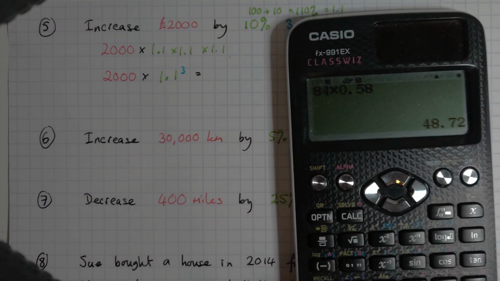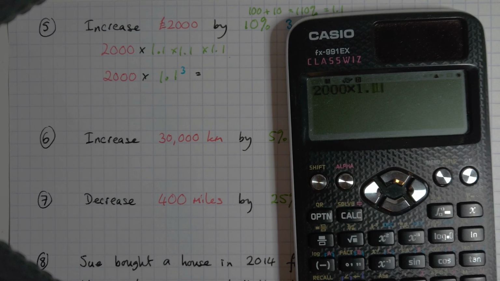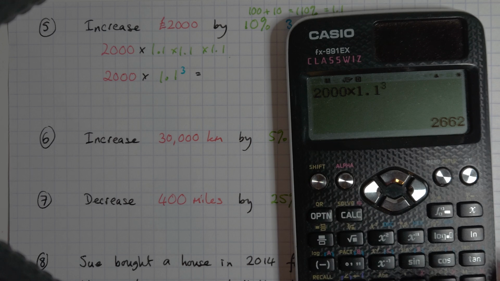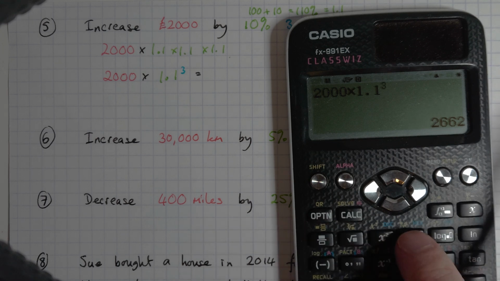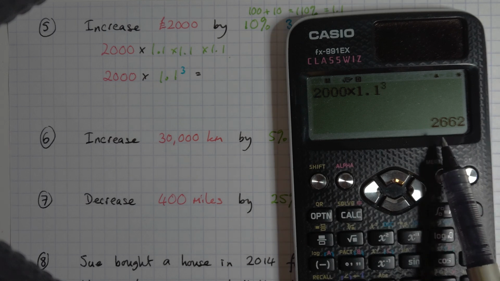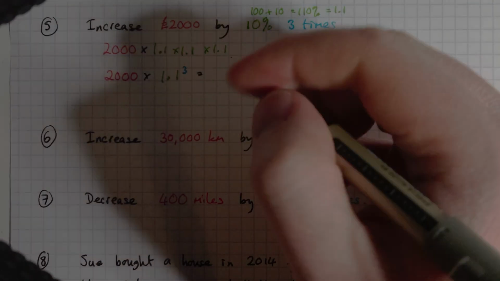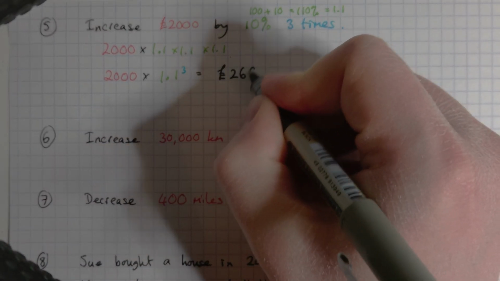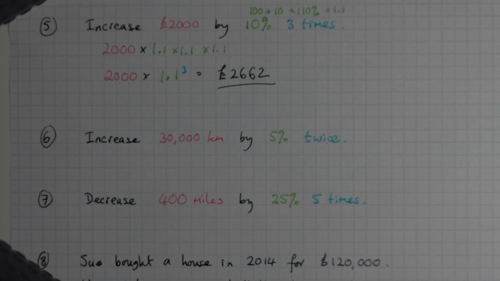So I've got 2,000 multiplied by 1.1, and then the power button on my calculator is here, and I put in there 3. I want it to happen 3 times. Equals, sorry, it didn't see me point to the power button, did you? Oh, did it on the screen? Power button is here. Yes, you did. That was just on the edge of the screen. Okay. So when you type it in, you get 2662, and that's in pounds. So that's my final answer for this one.